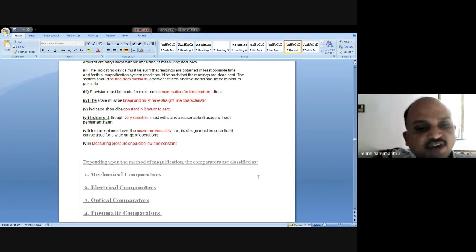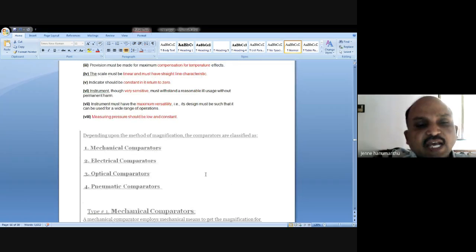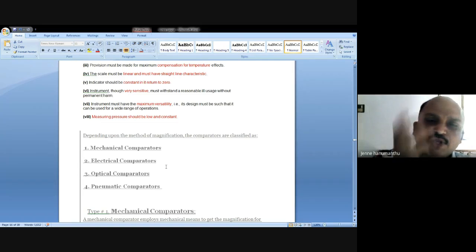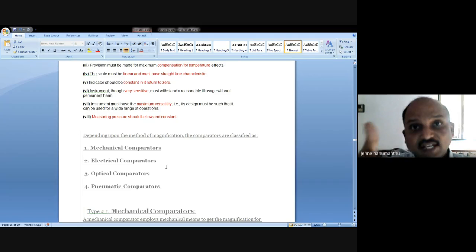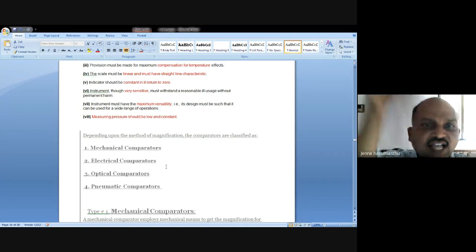What are the types of comparators? As per syllabus, we have four types: mechanical comparators, electrical comparators, optical comparators, and pneumatic comparators. What is the main intention of this comparator? The main function of the comparator is that it will compare the dimensions, not measure. What is my dimension and what dimension is actually present? What dimension I want, but what actually is present?